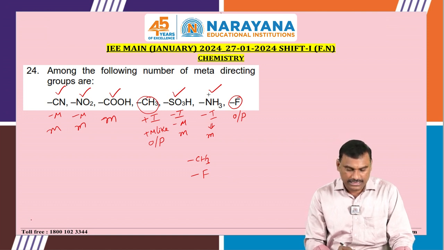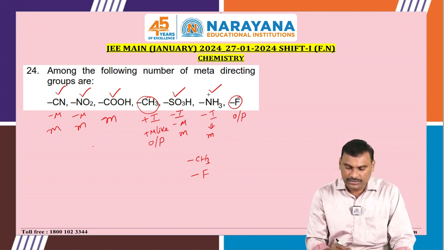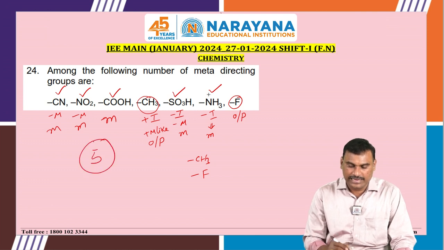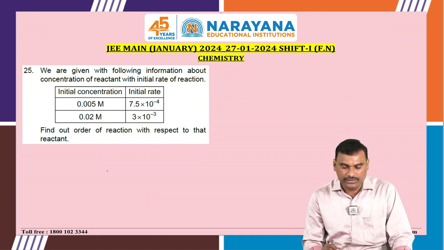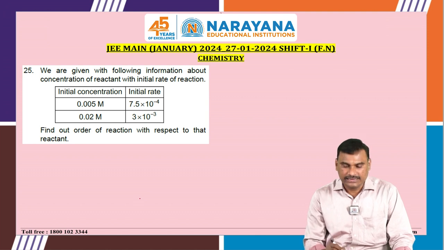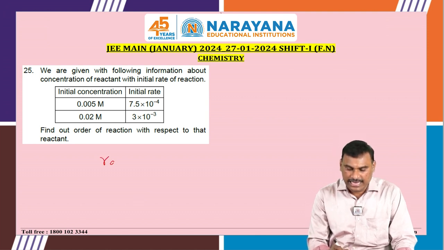Now let us go to the next question. Before that, the answer to the given question is 5. 25. We are given the following information about the concentration of the reactant with initial rates. Find out the order of the reaction with respect to the reactant. We can see the rate of the reaction.